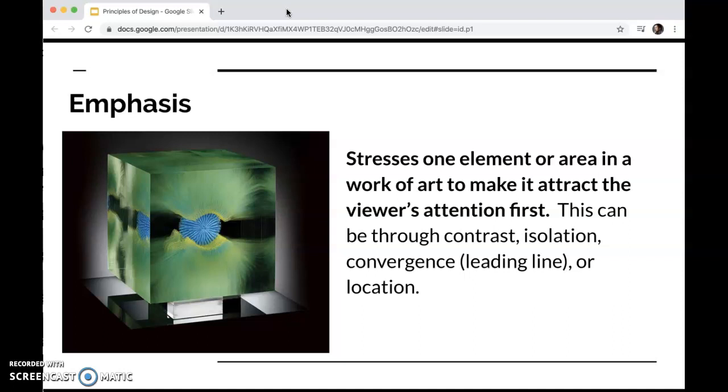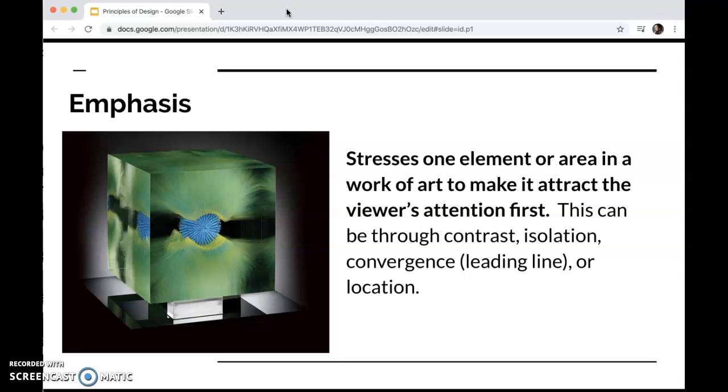Emphasis is all about having one thing that stands out in the art that somebody's going to really focus in on and notice first. So when we're looking at the artwork on this slide, you'll probably look towards that center blue circle that's in the very middle of the artwork. And that's because it's showing emphasis.